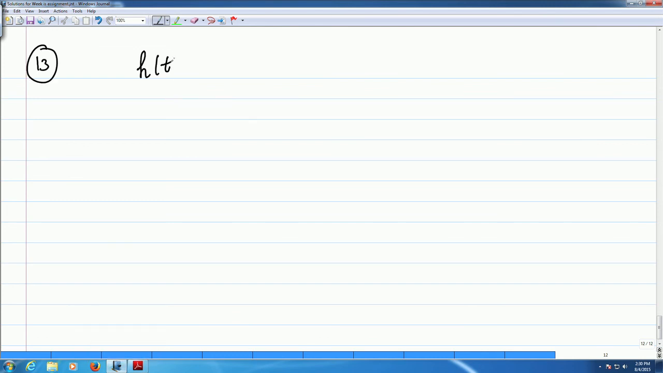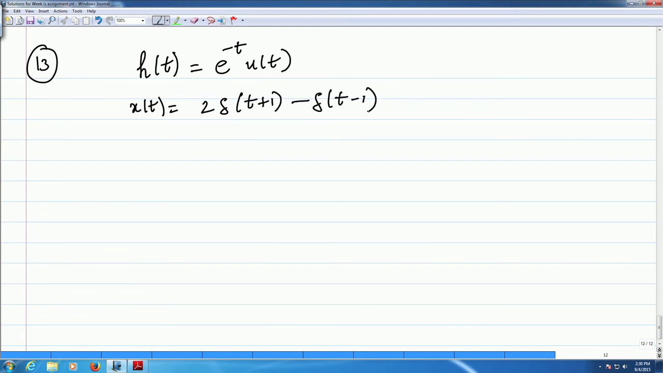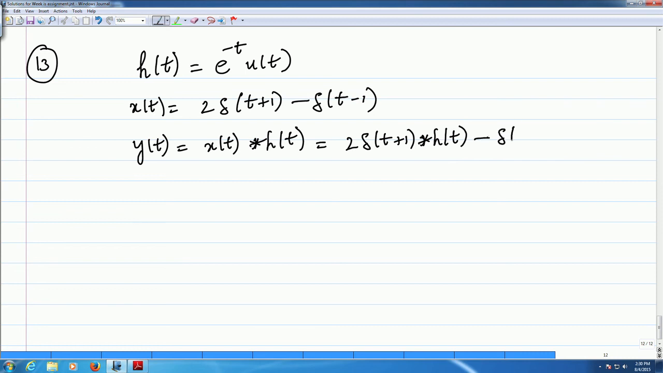Okay, h of t is e power minus t u t. Is that right? Let's check that once again. Yes, and x of t is 2 times delta of t plus 1 minus delta t minus 1. Let's check that once again. Okay, so that's the thing. So now we have to convolve to get y of t. Simply x of t convolved with h of t. So this is just 2 times delta of t plus 1 convolved with h of t minus delta of t minus 1 convolved with h of t.